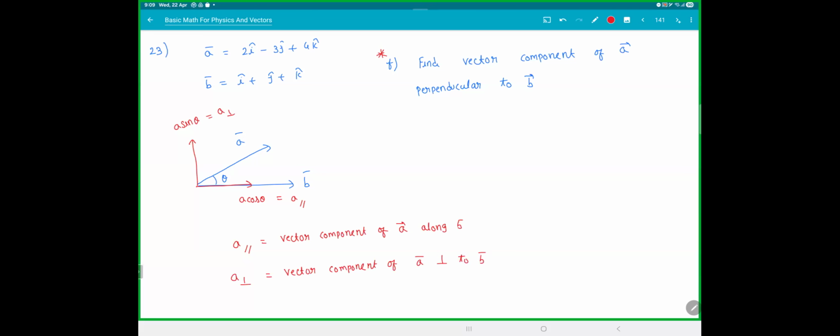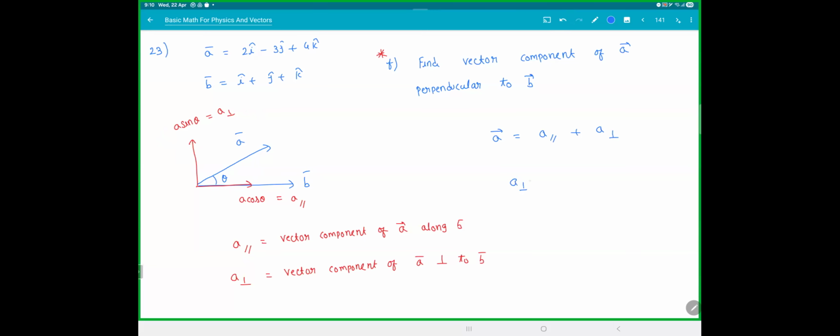Now it looks all complex, but if you just think about something, you'll get it. So can I write A bar is equal to simply A parallel vector plus A perpendicular vector? Can I do this? A vector can be represented with its two components, na? A cos theta i cap and A sin theta j cap. So I can split this vector A into A parallel and A perpendicular. Make sense? And you want to find A perpendicular.